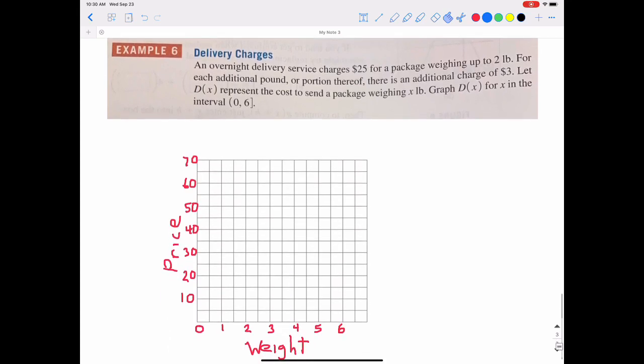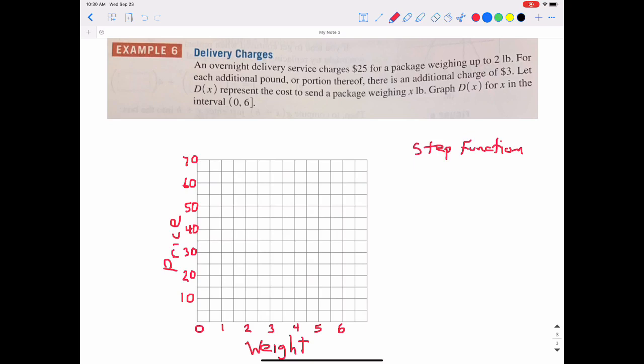And then finally, example 6, delivery charges. This is called a step function, and you'll see why. To remind you what a step function is: it says that an overnight delivery service charges $25 for a package weighing up to 2 pounds. For each additional pound or portion thereof, there is an additional charge of $3. Let d of x represent the cost to send the package weighing x pounds. Graph d of x for x in the interval from 0 to 6.